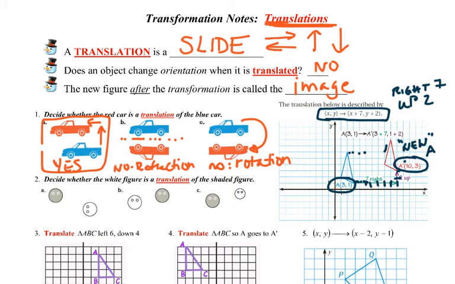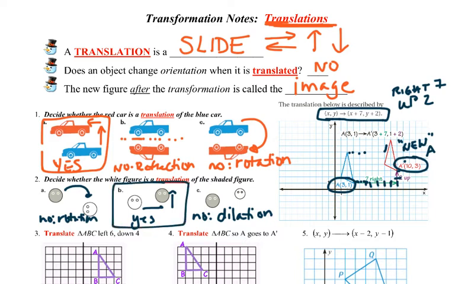Oh, wait, the bowling balls here. Is one a translation of the other? A is not. That one's a rotation as well, where we've taken the shape and turned it. What do you think about B? Yes, that one's the translation. C is a little bit different. C is what we're going to learn at the end of the chapter, a dilation, where we change the size of a shape. So those are to come, but here's another translation.